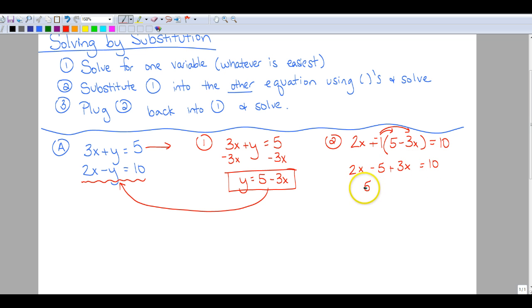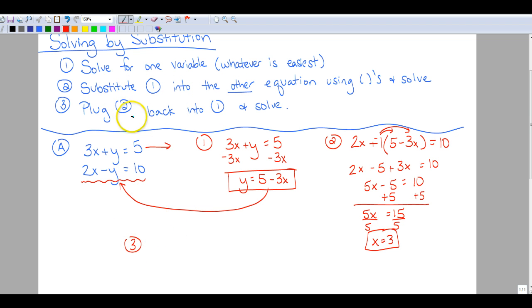2x plus 3x is 5x, minus 5 equals 10. I'm going to add 5 to both sides. And I get 5x equals 15. Divide, and I get x equals 3. So that's the end of step number 2. Final step.